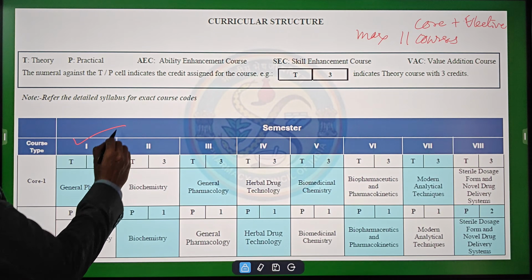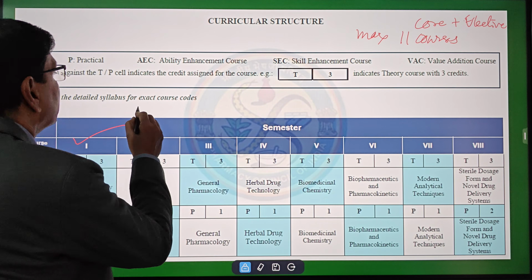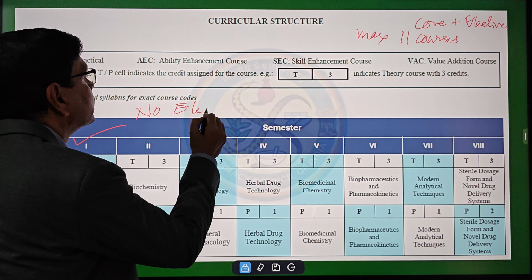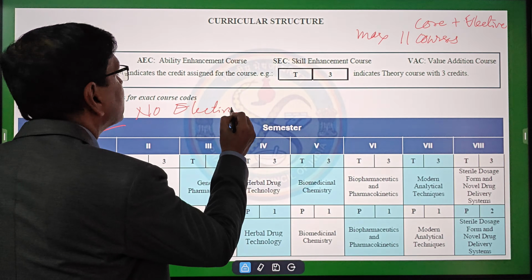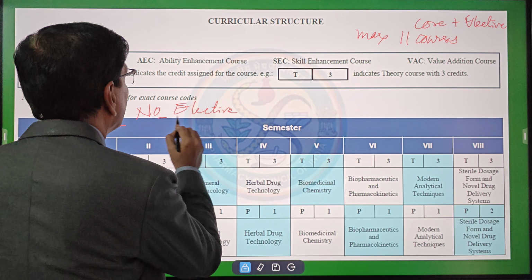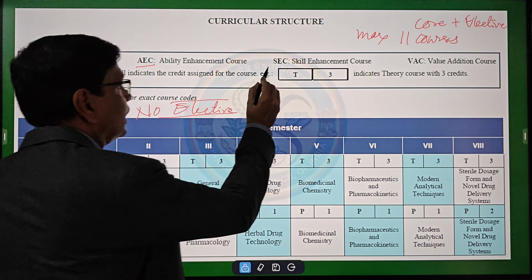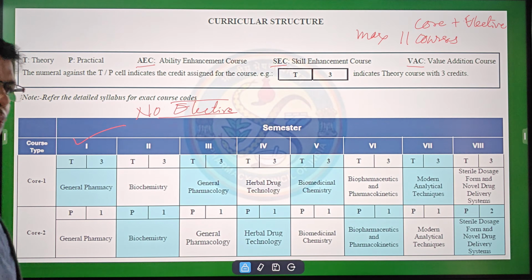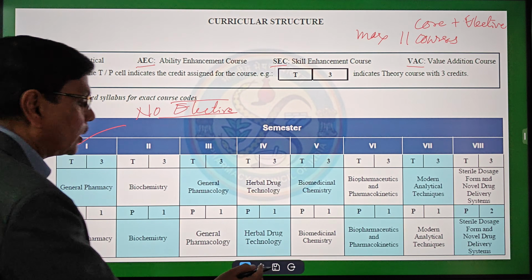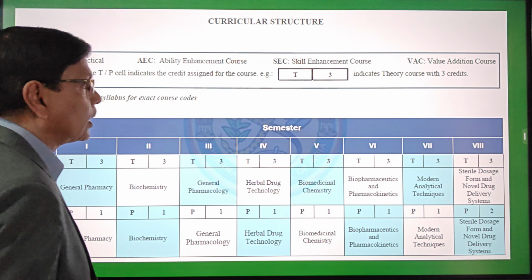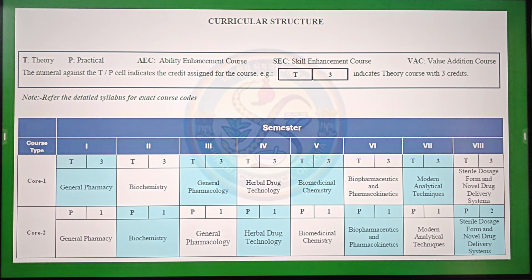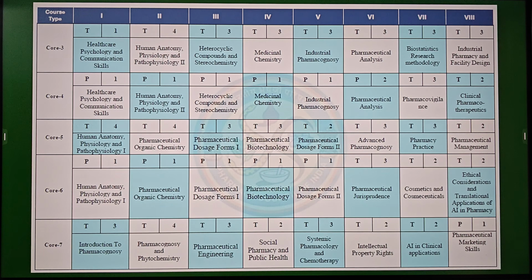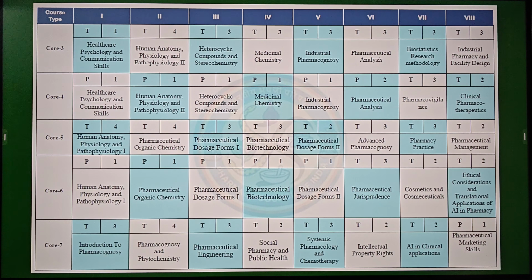For the first semester, there are no electives. There is no elective course, and there is no AEC, SEC or VAC. So from the second semester onwards, they have introduced value-added courses or skill enhancement courses or ability enhancement courses. So here the table continues, 7 courses. These blue and white boxes contain course names.